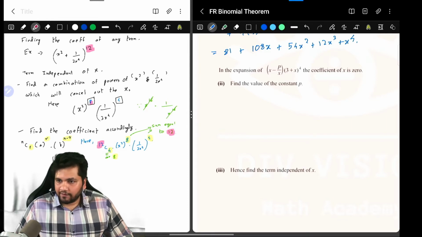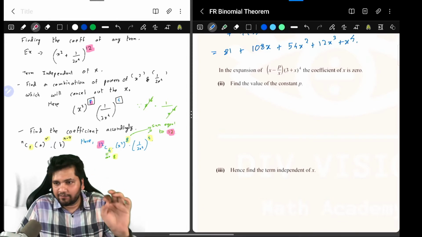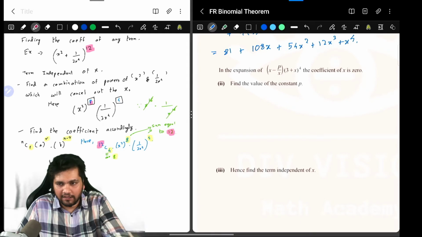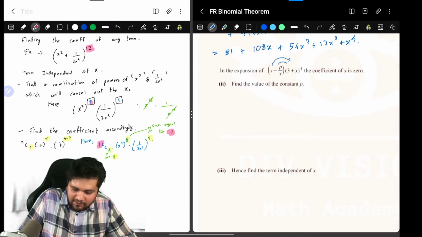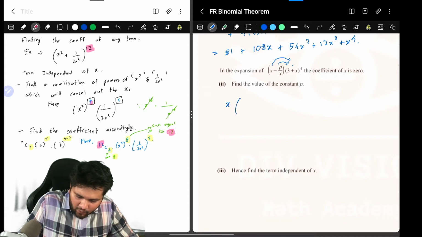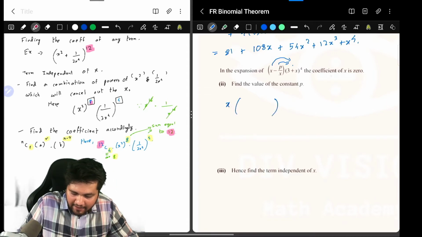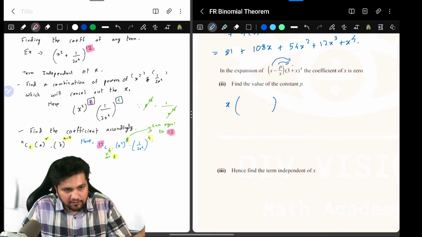Okay, so when we have (x minus p by x)(3 plus x) to the power of 4, the coefficient of x is 0. That means what we are concentrating on is the single x. Now see, everyone, x minus p by x is the same. So we are going to multiply x with something and minus p by x with something. Everyone pay attention. You can solve it later. So x into something I want, and we want the coefficient of x to be 0. So I want something in this bracket where there won't be any x. Correct? There won't be any x.